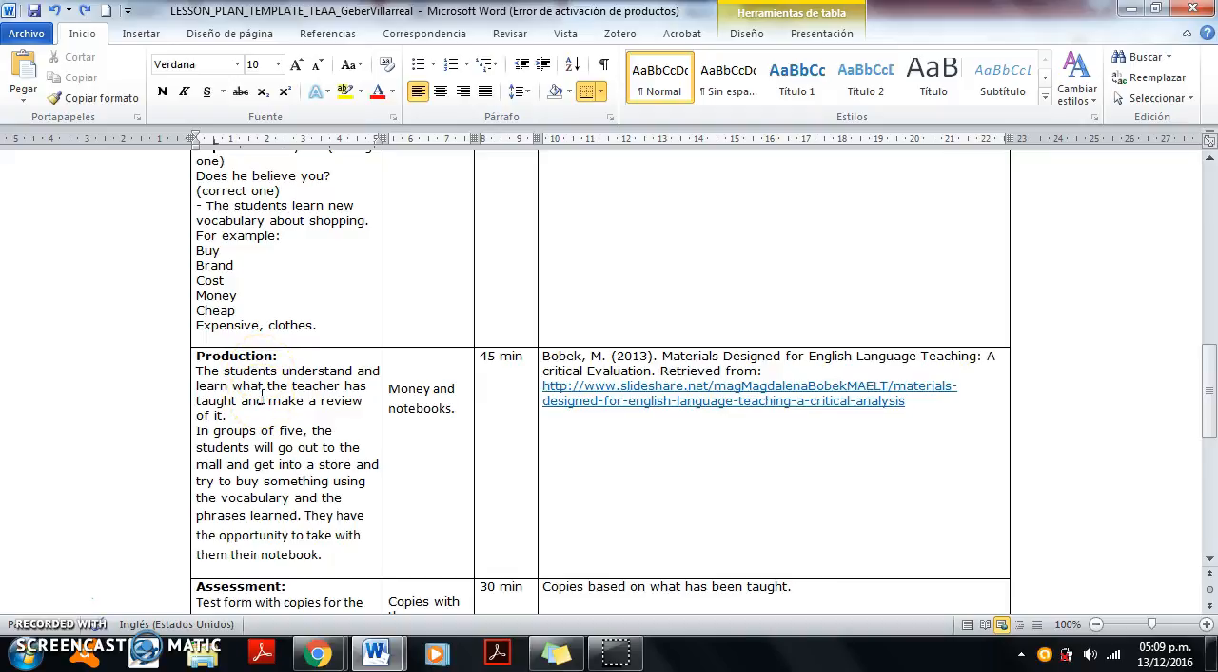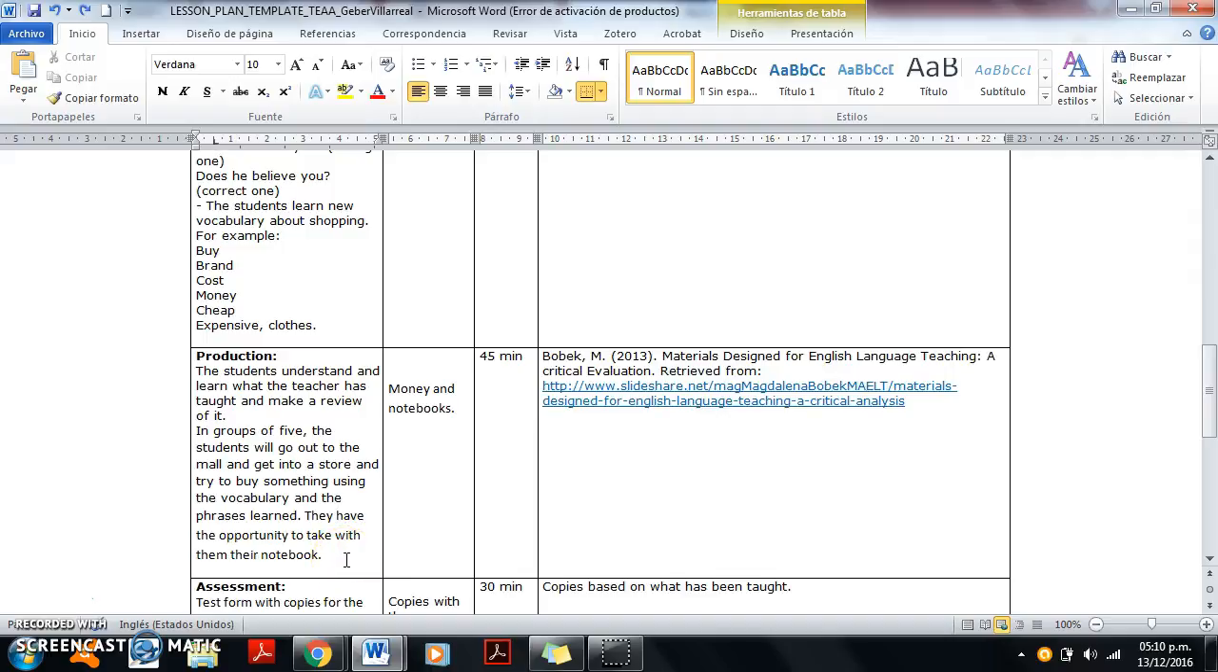If we keep going, the production for this practice will be that the students have already understood and learned what the teacher has taught, and make a review of it. Here we will do teamwork. In groups of 5, the students will go out to the mall and get into a store and try to buy something using the vocabulary they just learned, as well as the grammar and the way of asking questions to the people in the store.